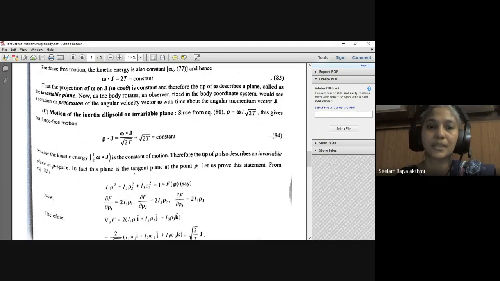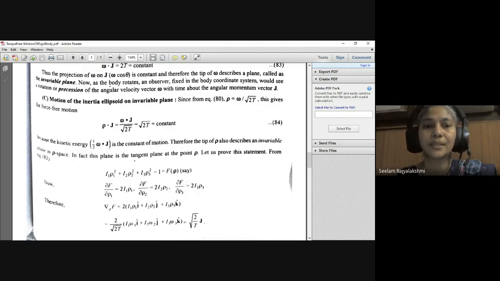So rho dot J. Already we have rho equals omega by root of 2T, so multiply with J on both sides. Rho dot J equals omega dot J by root of 2T. We know that omega dot J equals 2T, so by cancelling we obtain root of 2T, which is a constant. Because the kinetic energy, half omega dot J, is a constant of motion, the tip of rho also describes an invariable plane in rho space.